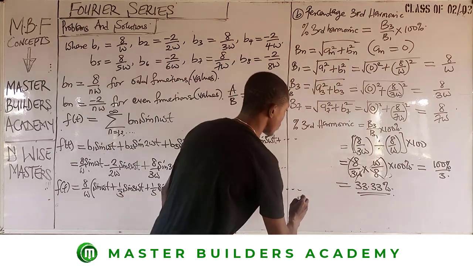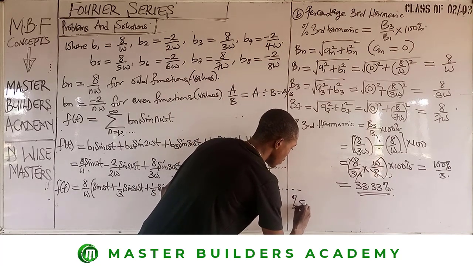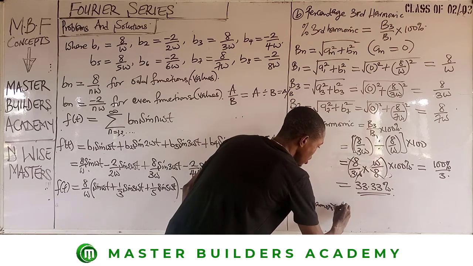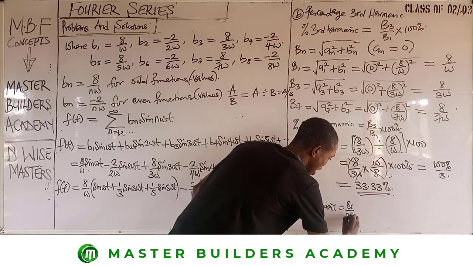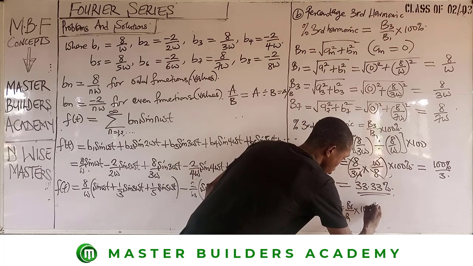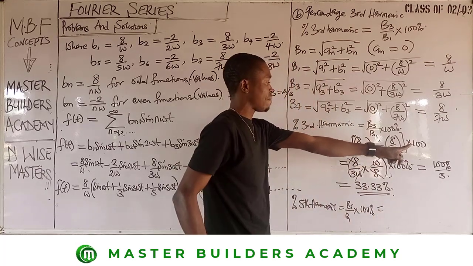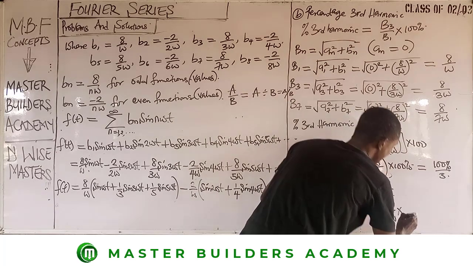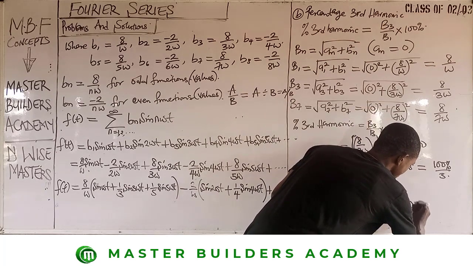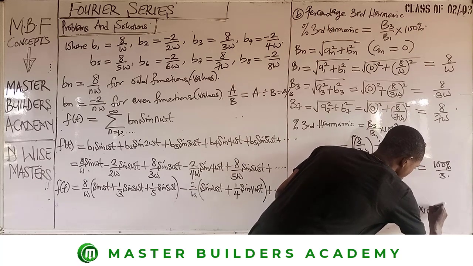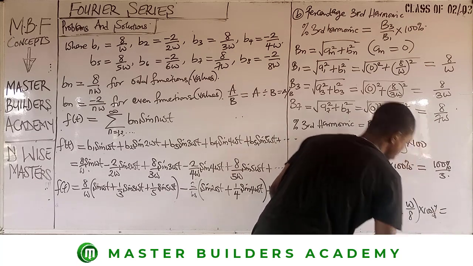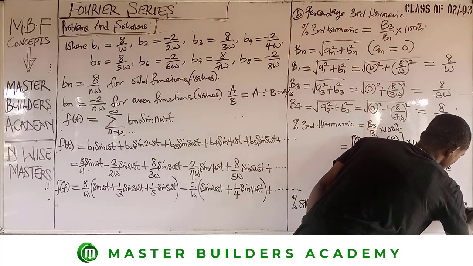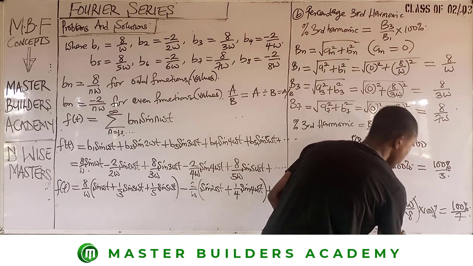The same way, when we are asked to find percentage fifth harmonic, this will be B5 over B1 multiplied by 100%. And our B5, as we have it there, is 8 over 5W times W over 8 multiplied by 100%. And this will give us W takes care of W, 8 takes care of 8. We'll be dividing 100 by 5. Then we have our result.